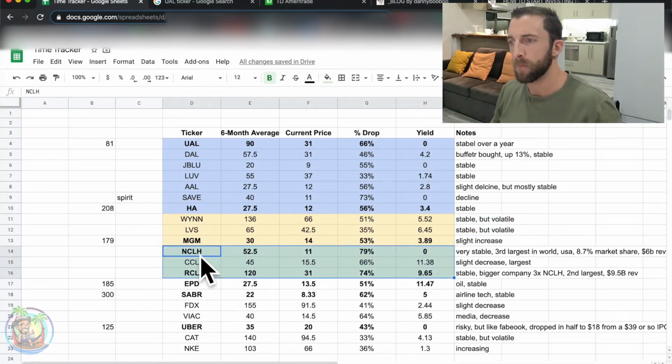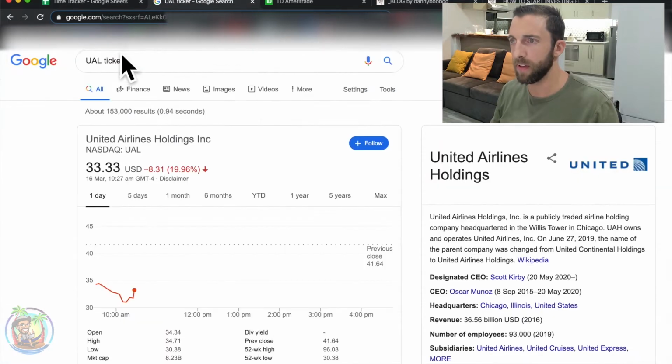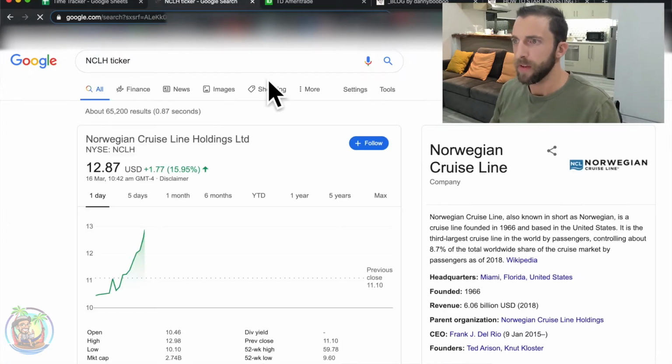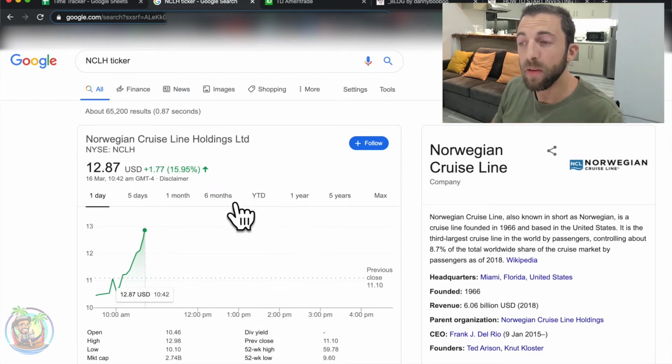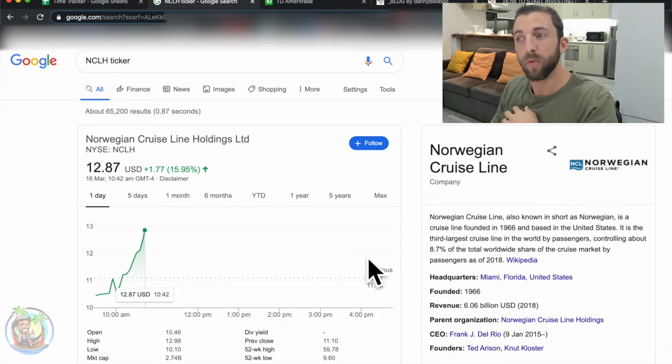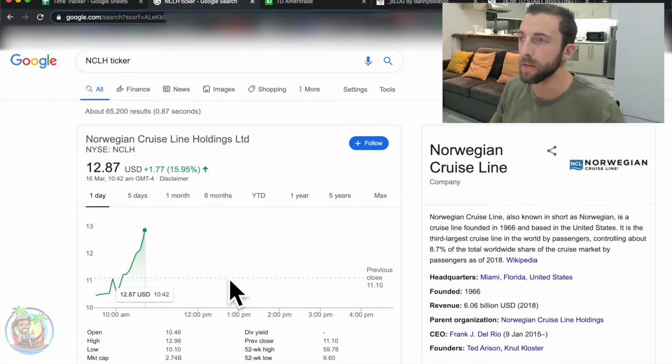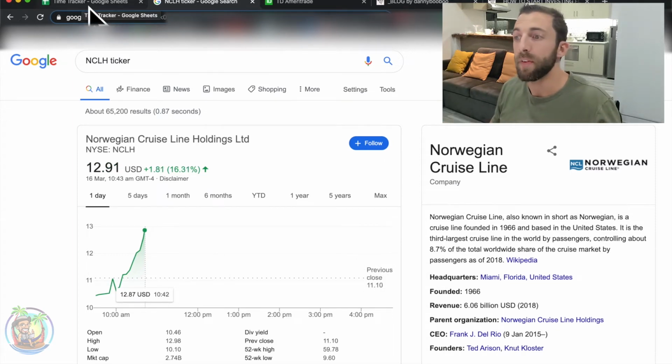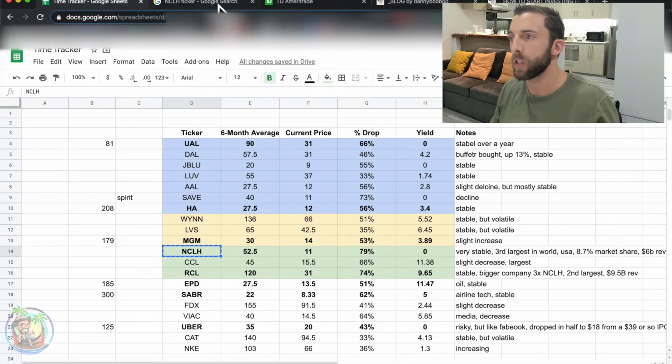The cruise liners, this one I'm still undecided on. Here's the ticker symbol for the day. Norwegian Cruise Line Holdings. So look, they actually went up. They went up 15%. If I didn't do this video and I invested right away, I would have had maybe a 10% gain, you can see. But doesn't matter because I'm a long-term investor. It's still on discount.